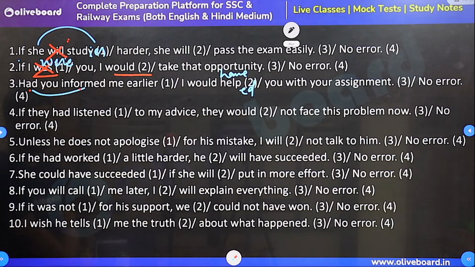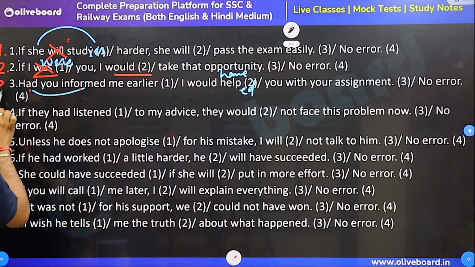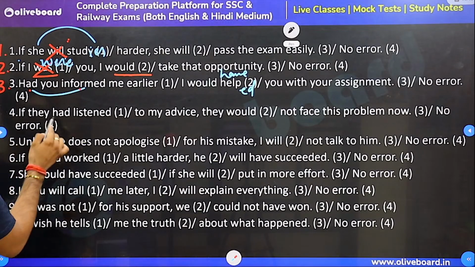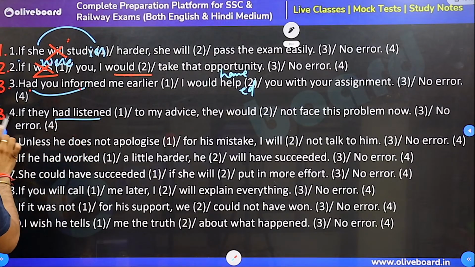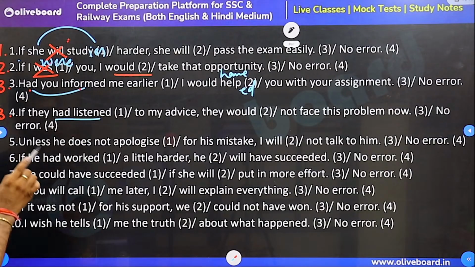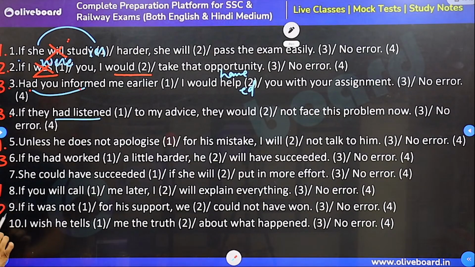If they had listened to my advice, let me mark the numbers. First conditional, second conditional, third conditional. If they had listened, had and a V3, third conditional. Unless he does not apologize, first conditional. Third, you judge this, first, second, second.